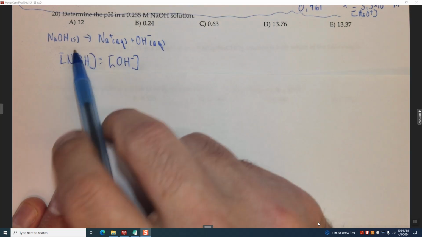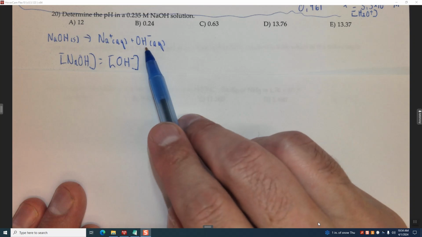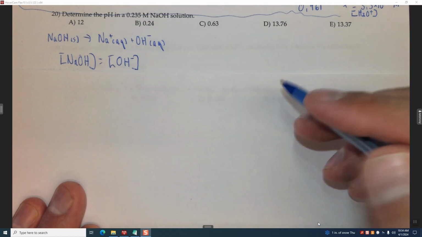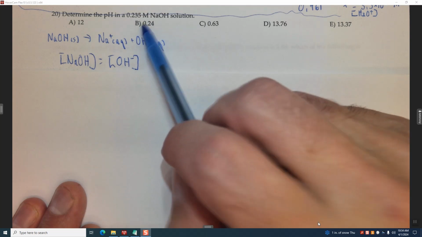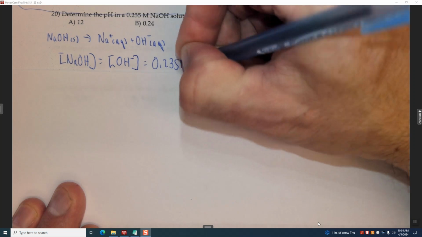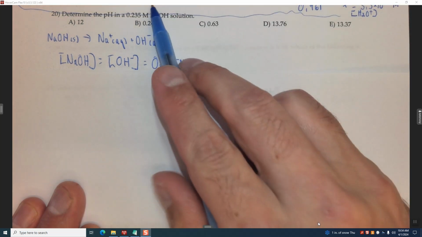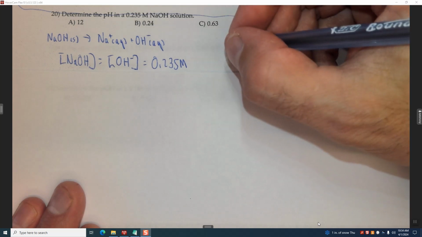All right, this is not in equilibrium. So whatever NaOH you have, you get one OH minus. So what we want here is to determine the pH of a solution with a concentration of OH minus of 0.235 molar. So that is the concentration of both OH minus and NaOH. So there's lots of ways to do this. Well, there's at least 2 ways to do this.